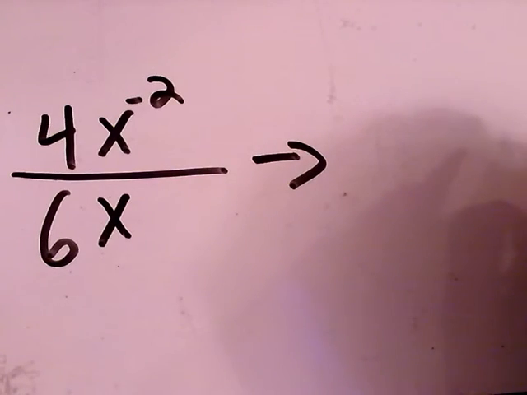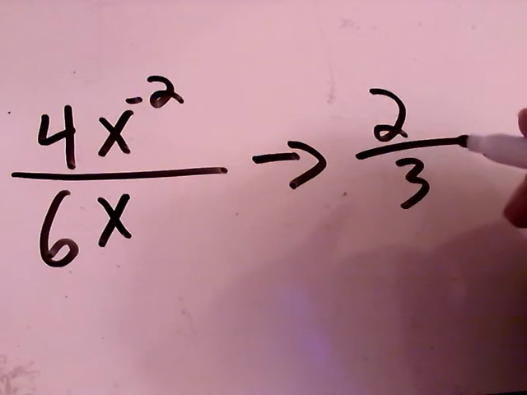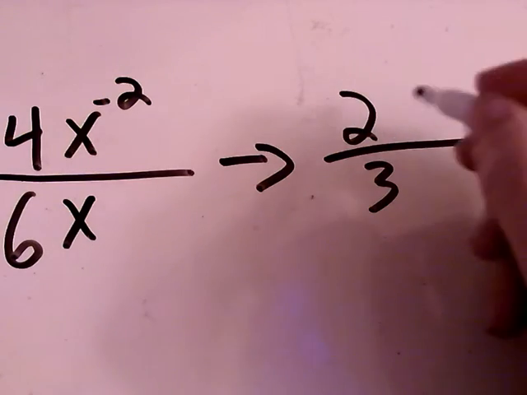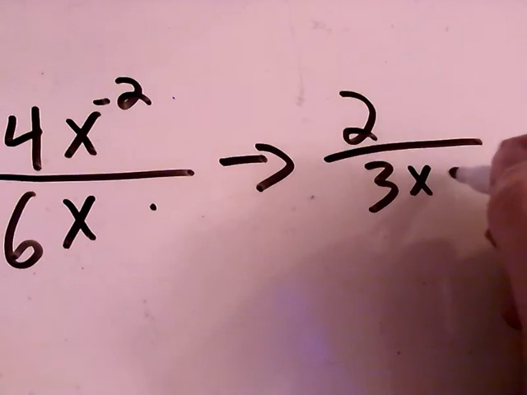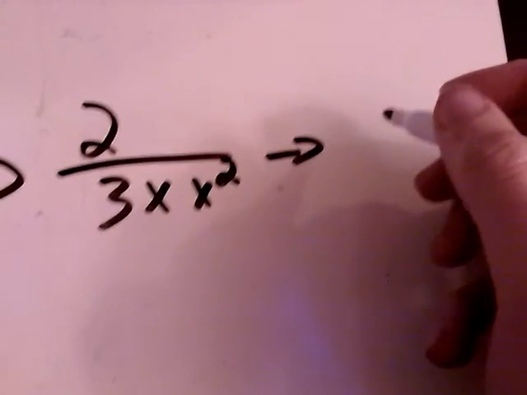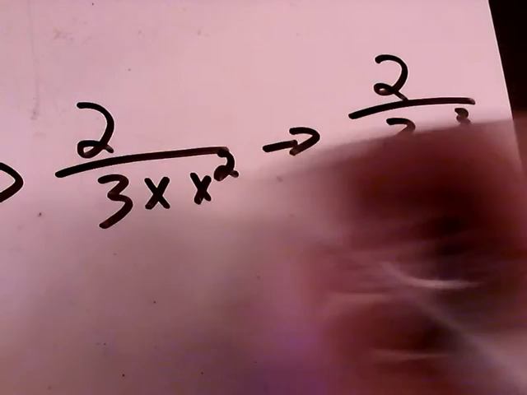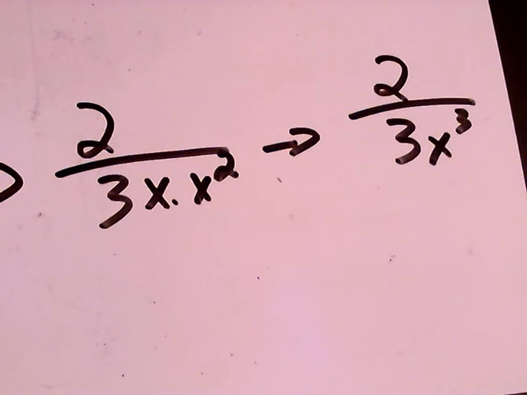So you treat the 4 over 6 just like I said before, the same. But with that negative, that means that we send it to the bottom. Now, if a negative was on the bottom, we send it to the top. So we have our original x, and then our new x squared. So now that becomes 2 over 3x cubed, because once again we have x times x squared becomes x cubed.